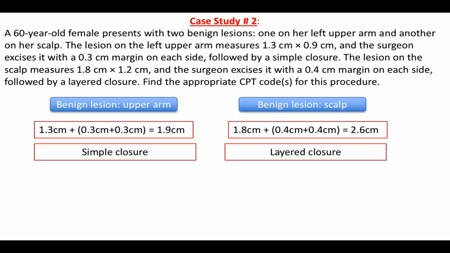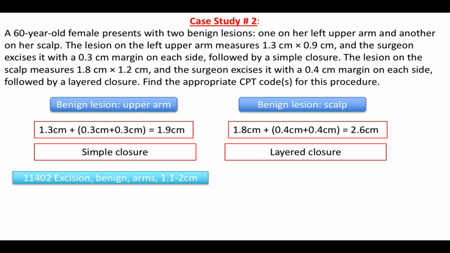Now open your CPT book, turn to the page that you tabbed before, and look under the benign lesion section. Start with the base code 11400 for benign lesion of the trunk, arms, and legs. You will find that 11402 is for a total excised diameter of 1.1 to 2.0 cm, and that should be the correct code to report for the first lesion.